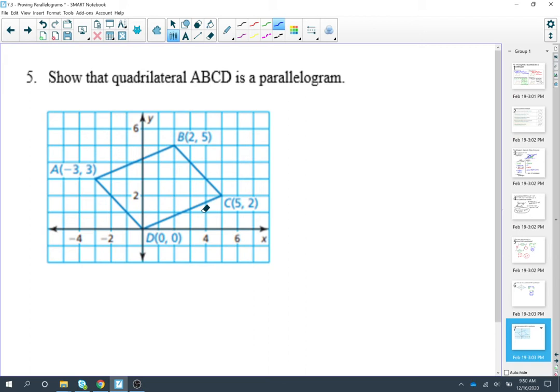The easiest method here is going to be proving that these are parallel. And the way you do that is you find the slope. Okay? So slope, remember, is rise over run. So I'm going to start at A, and I'm going to try to get to B, and I'm going to rise 1, 2, and I'm going to run 1, 2, 3, 4, 5. So I know that the slope of A to B is 2/5.